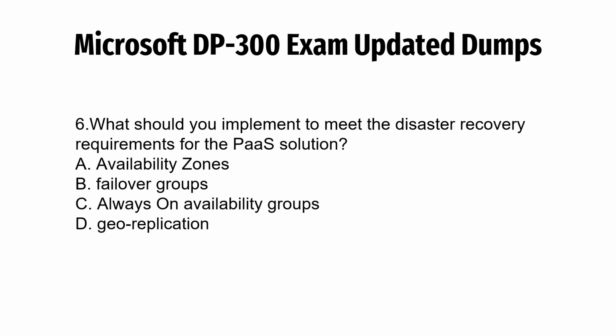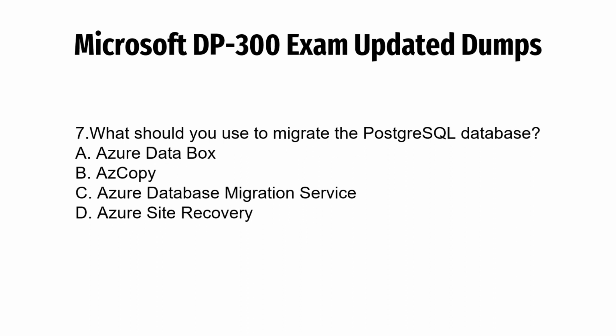6. What should you implement to meet the disaster recovery requirements for the PAS solution? A. Availability zones. B. Failover groups. C. Always-on availability groups. D. Geo-replication. 7. What should you use to migrate the PostgreSQL database? A. Azure Data Box. B. AzCopy. C. Azure Database Migration Service. D. Azure Site Recovery.